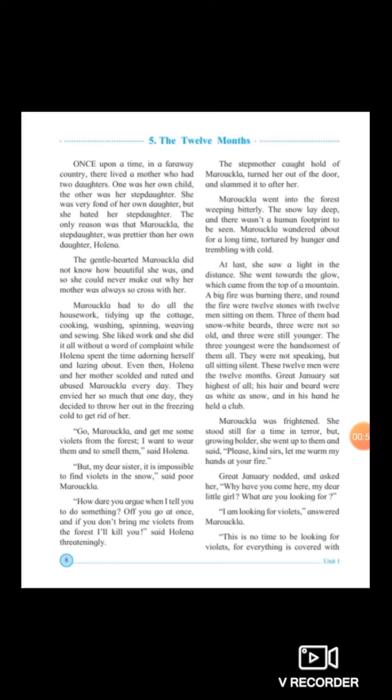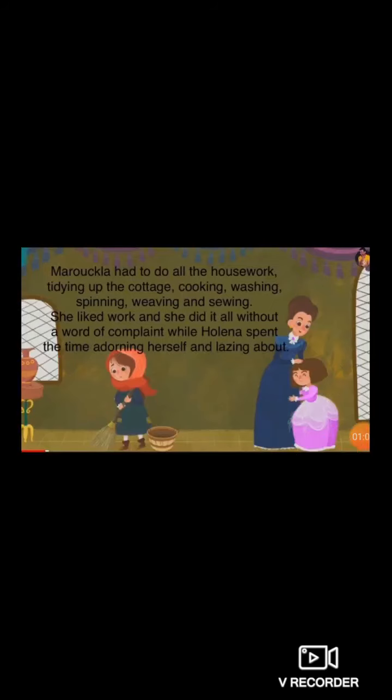They envied her so much that one day they decided to throw her out in the freezing cold to get rid of her. So, dear students, the gentle-hearted Marukla did not know how beautiful she was, and so she could never make out why her stepmother was always cross with her. Here, cross means very angry. Why her mother was always very angry with her.